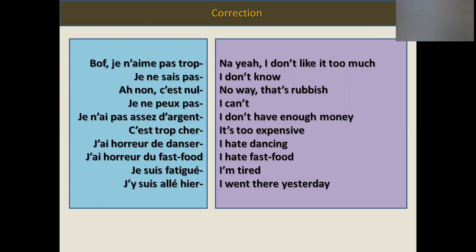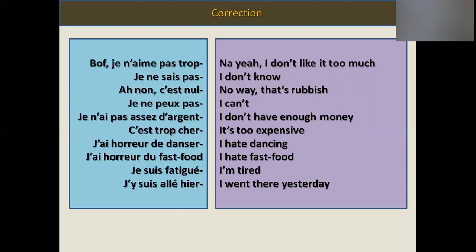Okay? So you can repeat after me to practice saying these phrases. Bof, je n'aime pas trop. Je ne sais pas. Oh non, c'est nul. Je ne peux pas. Je n'ai pas assez d'argent. C'est trop cher. J'ai horreur de danser. J'ai horreur du fast-food. Je suis fatiguée. J'y suis allée hier.